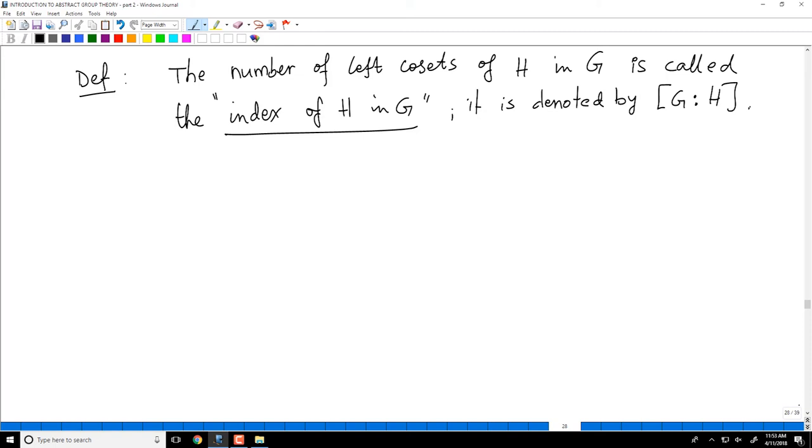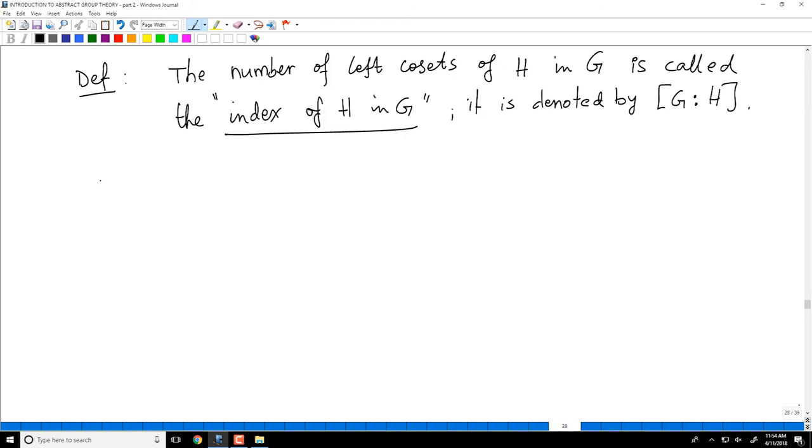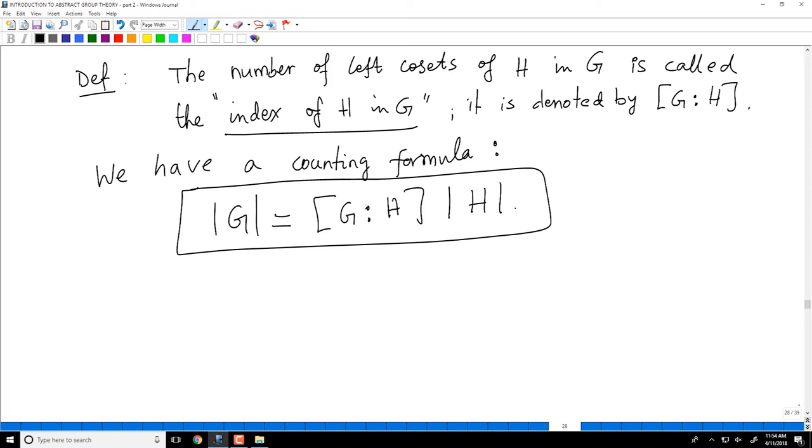So in the previous slide we ended with this statement: the cardinality of G is N times the cardinality of H, where N is the number of left cosets. I have given this a name now. So we have a counting formula. This is an important counting formula in group theory. We are going to encounter other counting formulas, which are formulas to count elements of a group in various contexts. The first example of a counting formula is this: the order of a group is the index of the subgroup H times the order of H. This is a very important formula that we have to use repeatedly in our future videos. So please pay close attention to this and try to understand this carefully.